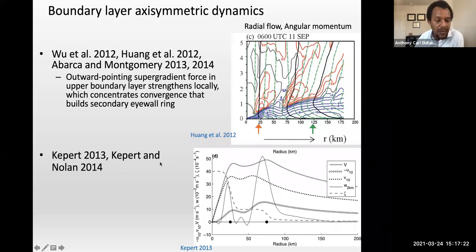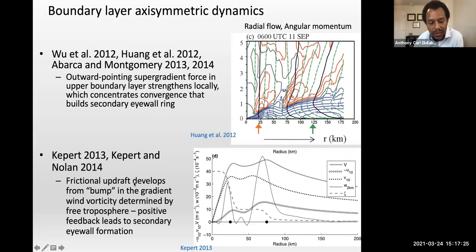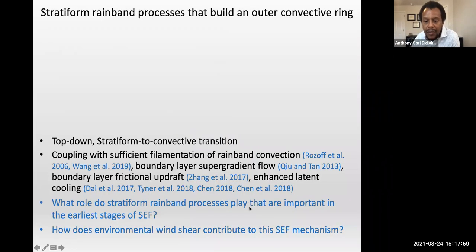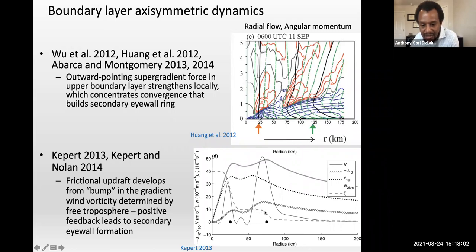Another approach was from Kepert and Nolan. What they did was look at an analytical solution and a nonlinear boundary layer model. They found that you can have a frictional updraft that can develop in areas where you have a bump, which is a technical term, in the gradient wind vorticity. Here we have the gradient wind vorticity in the dashed line, and you can see this is the vorticity of the inner core. And then it's not necessarily a secondary maximum in the vorticity, but it's a stagnation in how it changes. And now we have a sharp gradient in the vorticity that occurs here.